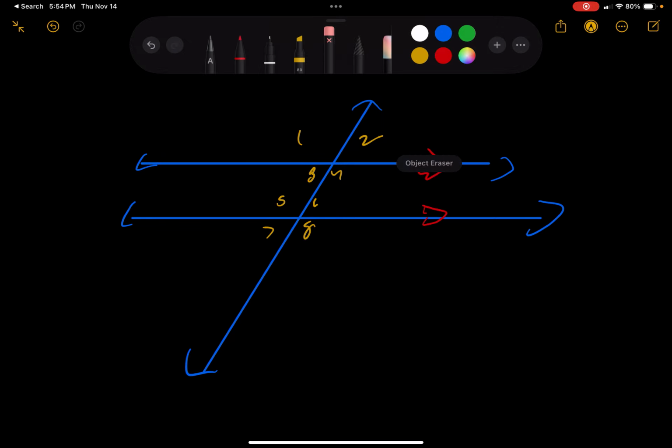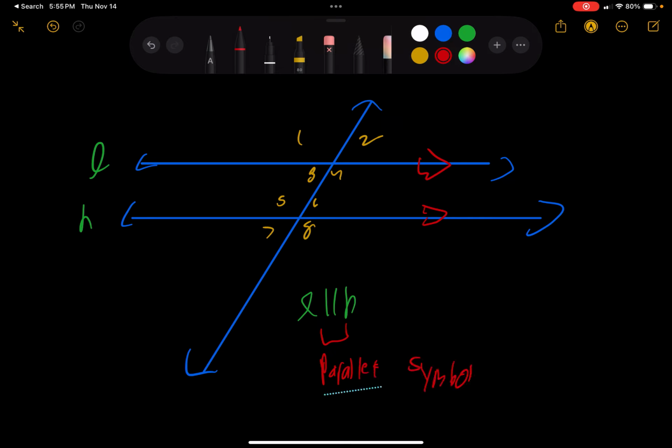Let's talk about one of the most important features of this unit: parallel lines. This is mostly about parallel lines, with a really quick introduction to non-parallel lines. There are 2 ways to say lines are parallel. Let's say this is line L and this is line H. The first way is L parallel to H. This is the parallel symbol, and it says the 2 lines are parallel. This is another parallel symbol, sometimes drawn on the lines.